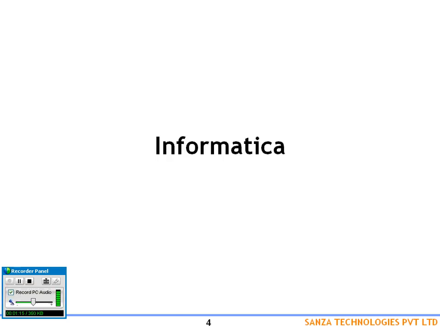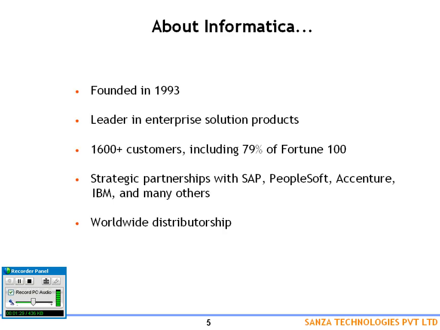First and foremost, Informatica is a company. It's an organizational corporation in California, USA. This company was started in 1993, and they are the world leaders in the ETL space, that is extraction, transformation, and loading of data. They have captured 34% of the world market share. They are partners with SAP, PeopleSoft, Accenture, IBM, and many other multinational companies.